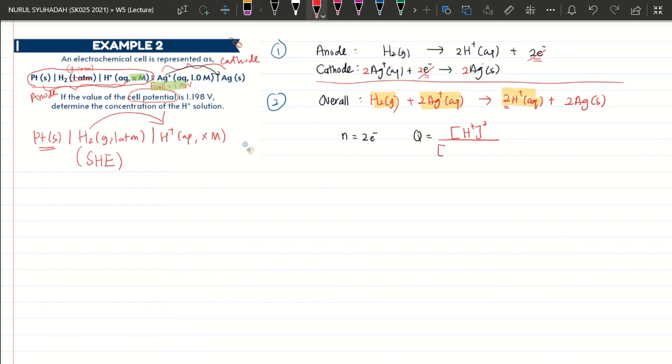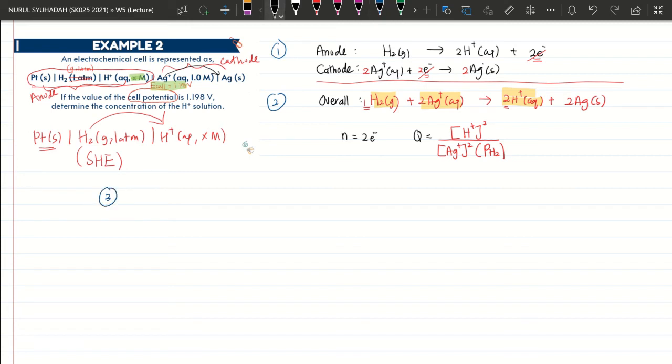Ag+, so Ag+ to the power of 2, and hydrogen. Hydrogen is gas, so you will write it in terms of partial pressure and we will mix it inside the Q expression over here. So it will be partial pressure of H2. Make sure you write it correctly. Partial pressure of H2 to the power of 1 because the coefficient is 1. Once you've done step number 2, let's proceed with step number 3.